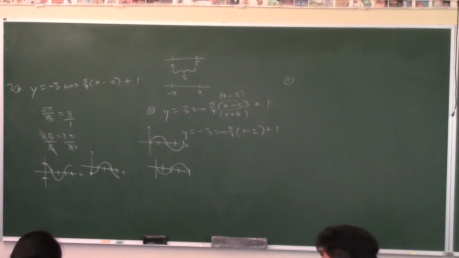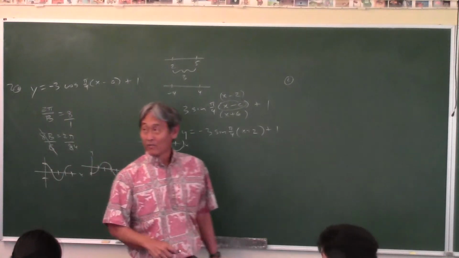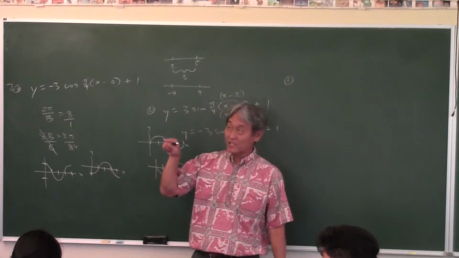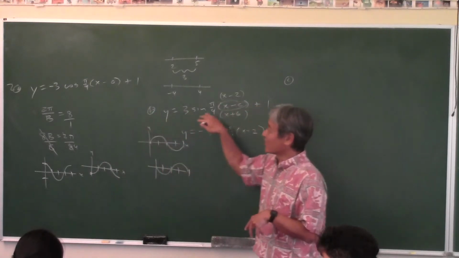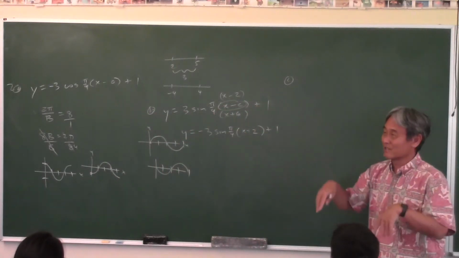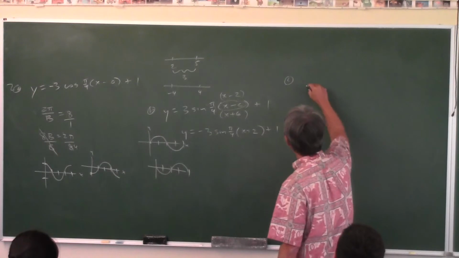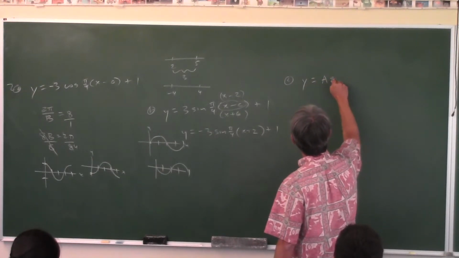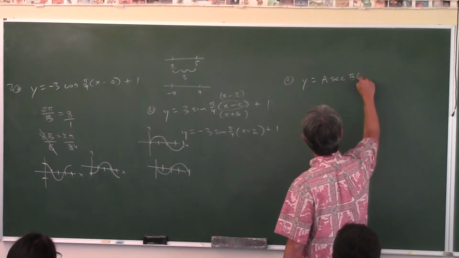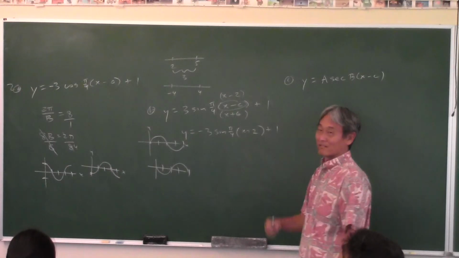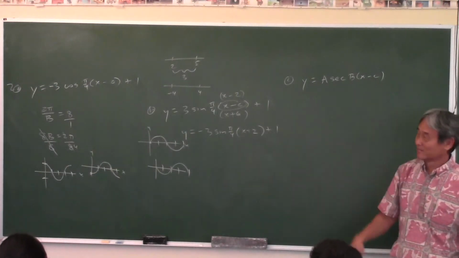Tangent. Okay, so there's the graph. Now, notice that for tangent and cotangent, only the sine and cosine ones I'm shifting up or down. The others, I'm not going to even bother with that. So for these, you just have to worry about this. You don't have to worry about shifting up or down.